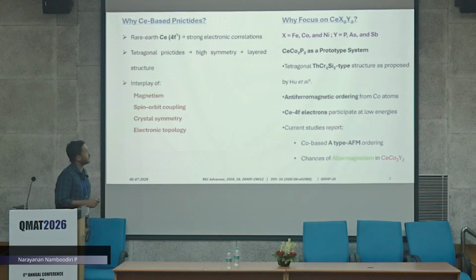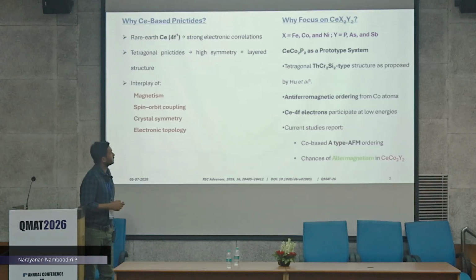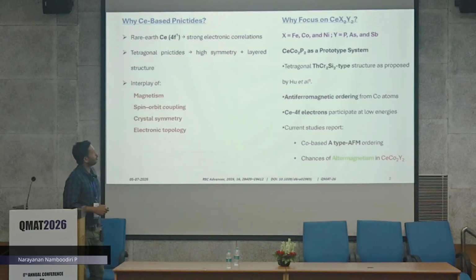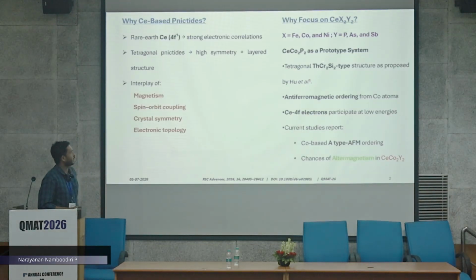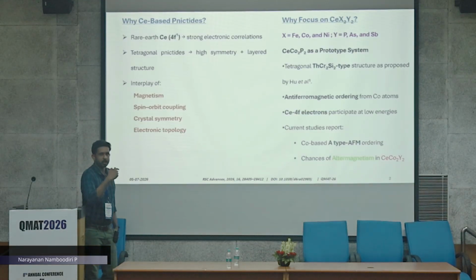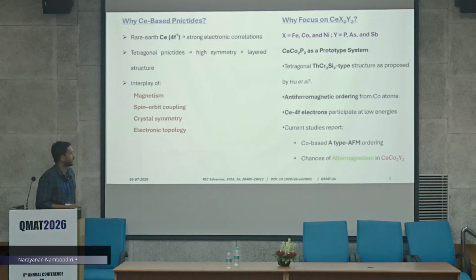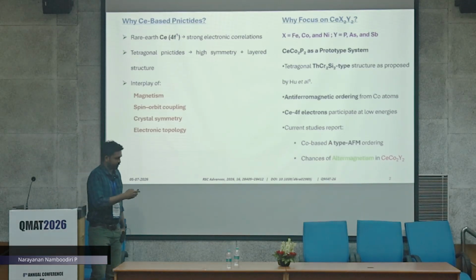In this structure, CeCo2P2 was found to crystallize in the tetragonal ThCr2Si2-type structure as proposed by Hu et al. Here the Co atoms order antiferromagnetically, meaning the Co atoms out of plane couple antiferromagnetically. Current studies report Co-based A-type AFM ordering and a chance of altermagnetism in CeCo2Y2.